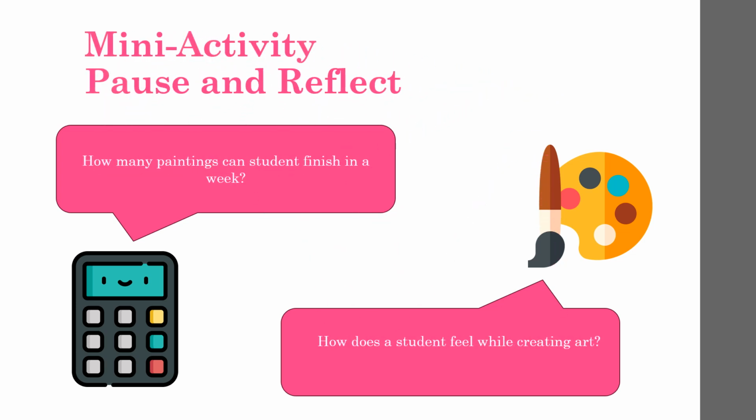In a mini activity now, pause for a while and ask yourself, if you are a qualitative researcher, your focus is: how does a student feel while creating art? So the how there is qualitative research. And if you're in the quantitative research, how many paintings can a student finish in a week? So if you're counting numbers, you're a quantitative researcher, or your lens is in quantitative research. But if you are thinking about how and why and things like that, you are in the qualitative research world.